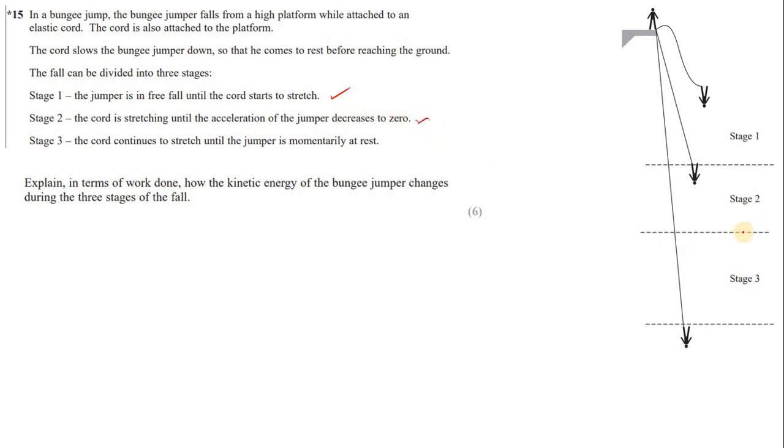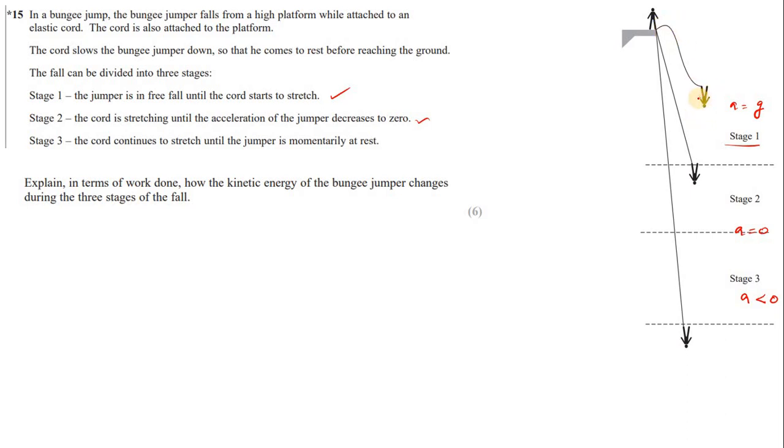So here we have acceleration to 0. Here we have acceleration equal to g. And then the cord continues to stretch until the jumper is momentarily at rest. Here we have acceleration negative. Explain in terms of work done how the kinetic energy of the bungee jumper changes during the 3 stages of the fall. Okay, so we know that in stage number 1, the bungee jumper is falling freely, ignoring air resistance.